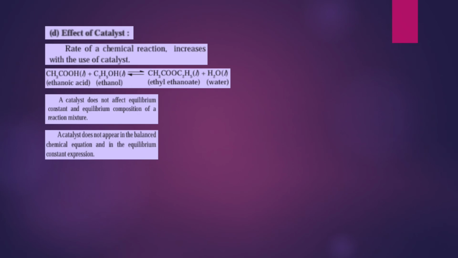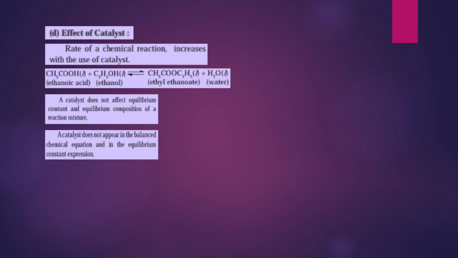The next factor is the effect of catalyst. Now students, as we know, catalysts are used to increase the speed of reaction, but catalysts themselves do not take part in the chemical reaction. So the rate of chemical reaction increases with the use of a catalyst.